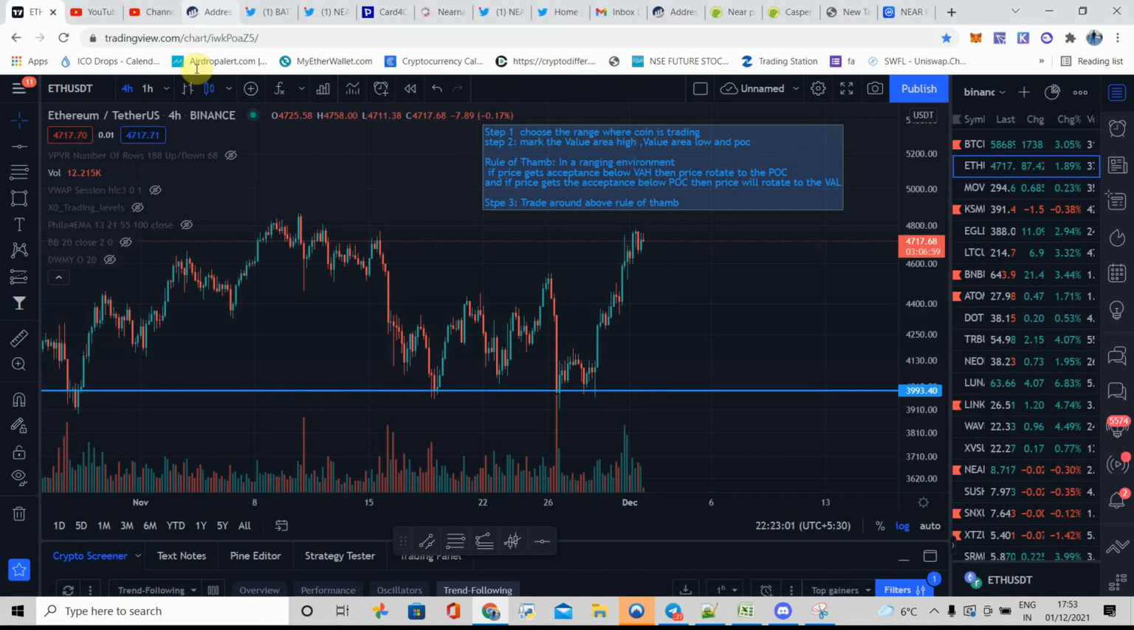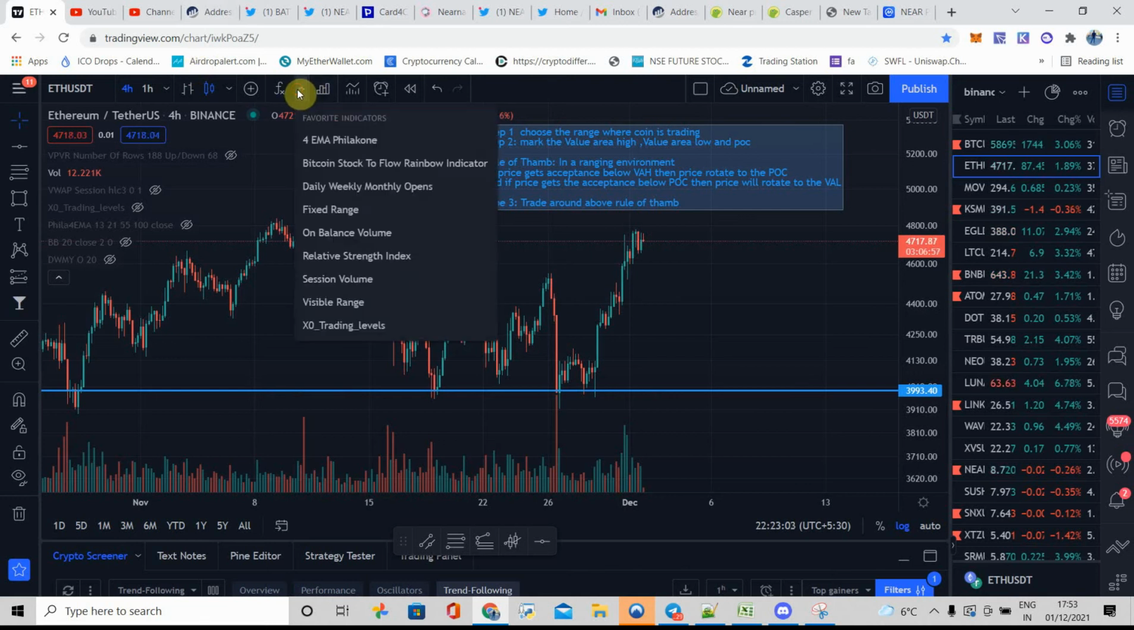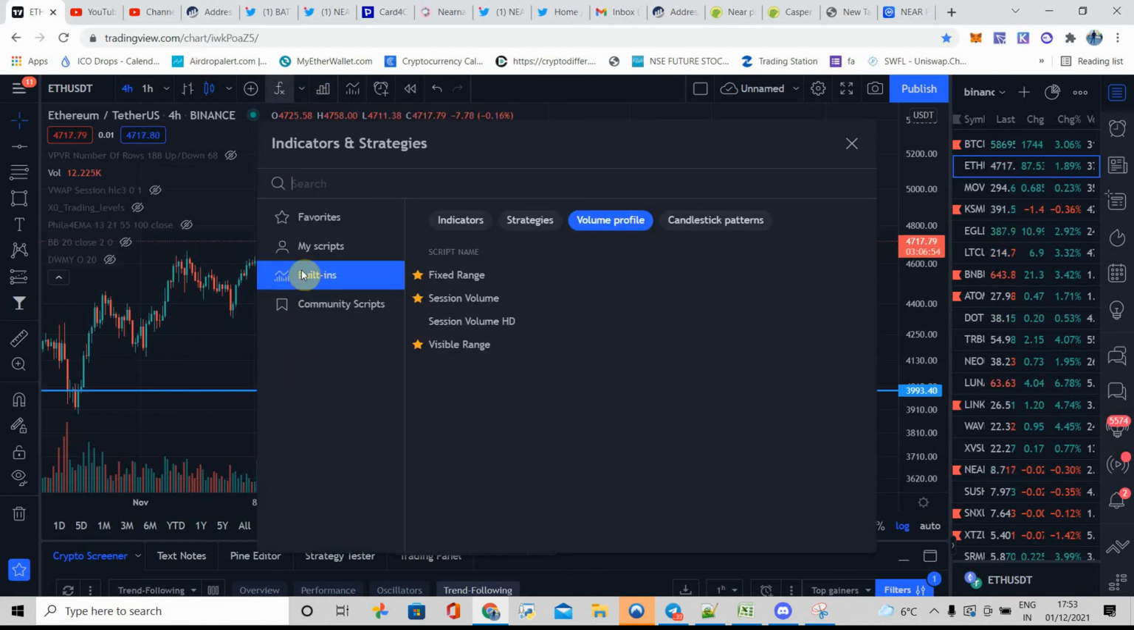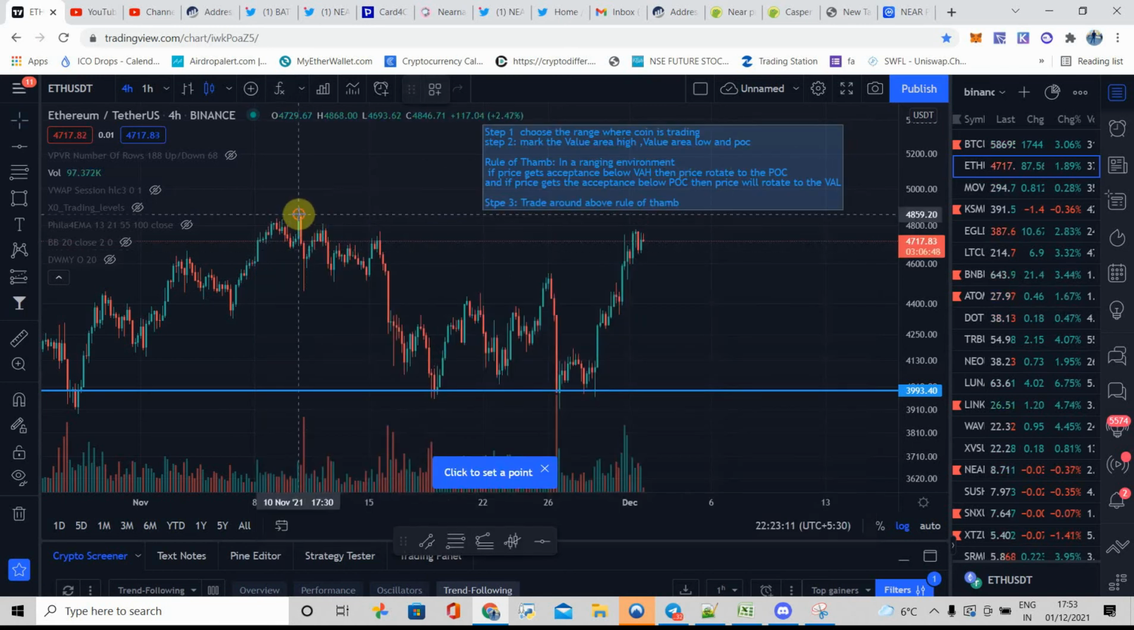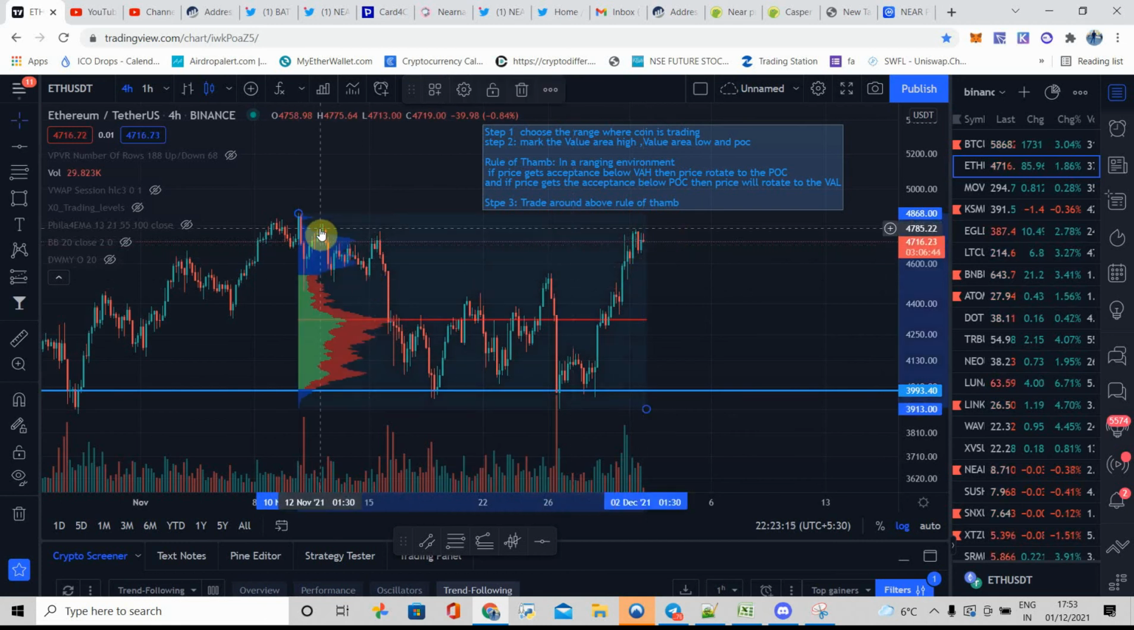So what I do, I first go to the indicator, then the built-in volume profile and the fixed range. I choose the start of the range till the end of the range. So this is what the fixed range volume profile looks like. Let me show you the setting which I use for the cryptocurrency.